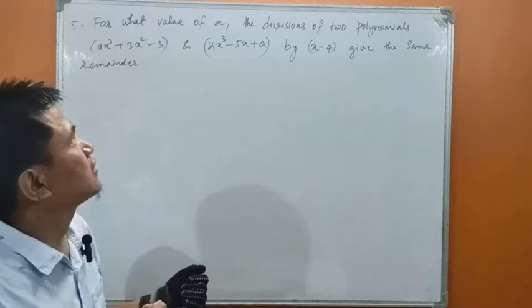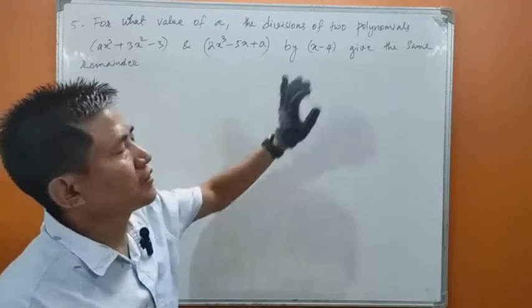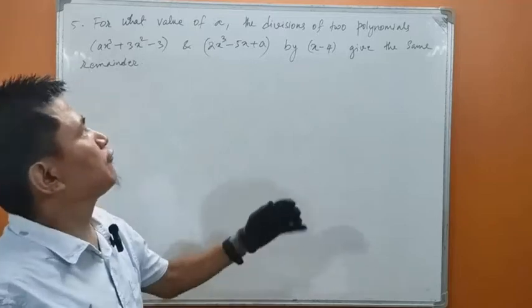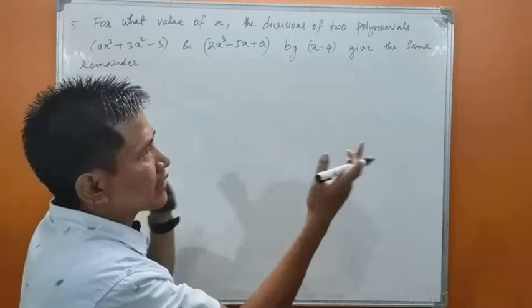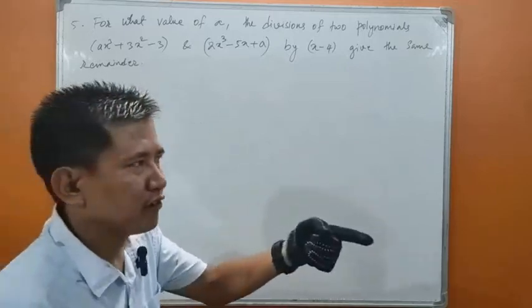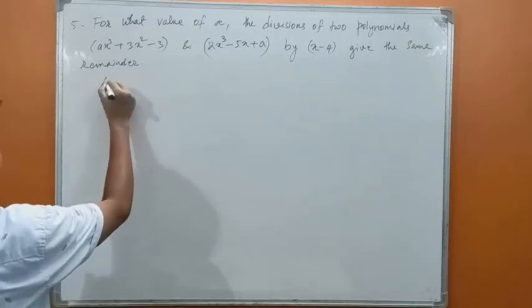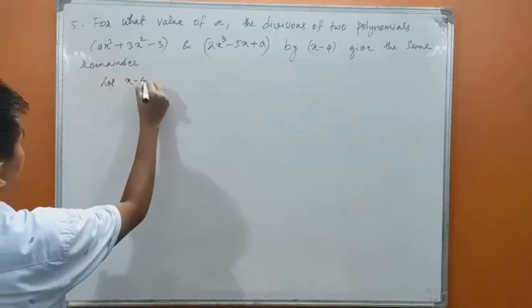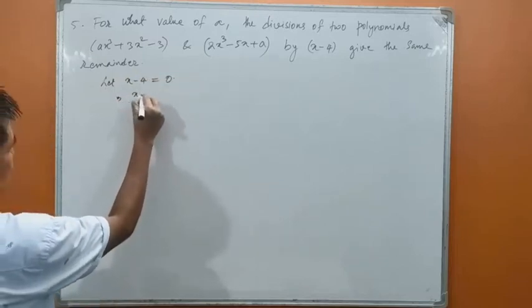Now how will we solve this? How do we do this? First we find the remainder when this is divided by this, and we again find the remainder when this is divided by this. Okay, and we equate the remainders. After that we will find the value of a. Okay, let x minus 4 equal to 0 or x equal to 4.